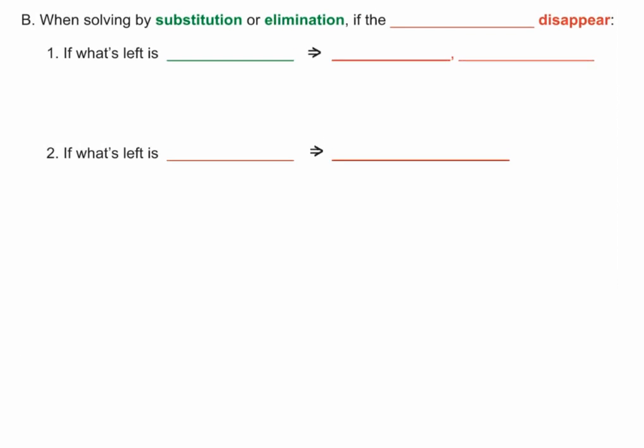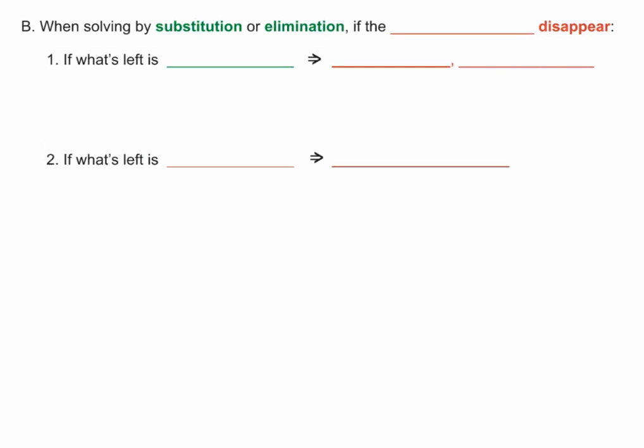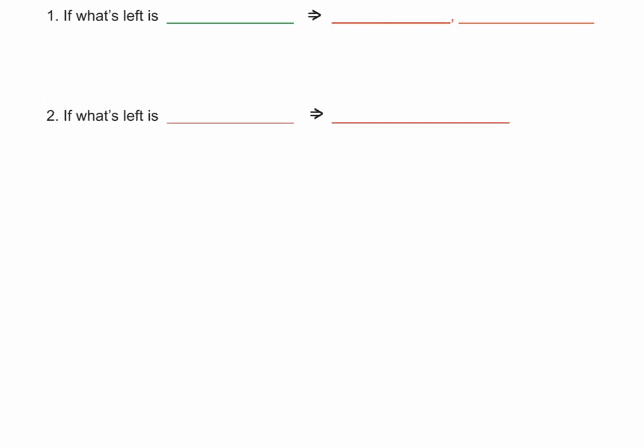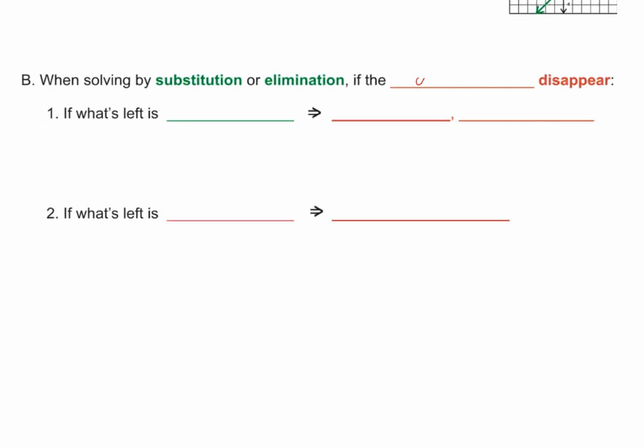Okay, so B, when solving by substitution or elimination, if the variable or variables disappear, you'll say, what do you mean disappear? I'm telling you they're gone. For example, substitution. You solve one equation for one of the variables, and you sub it into the other equation, and you go to solve the equation, and the variable adds out, it's gone.